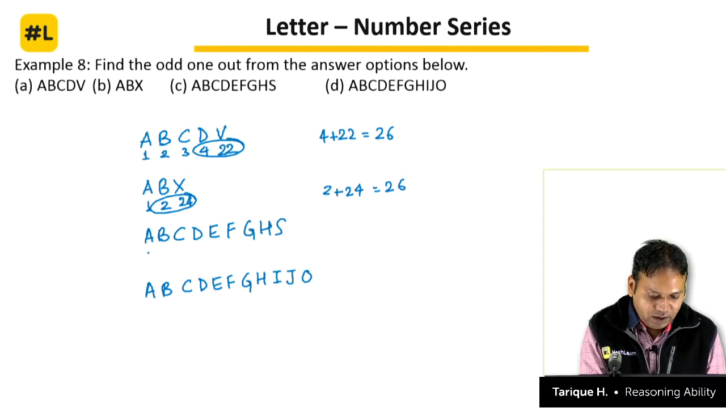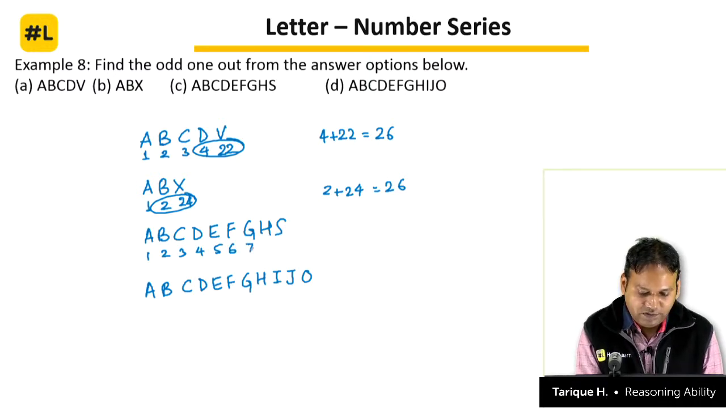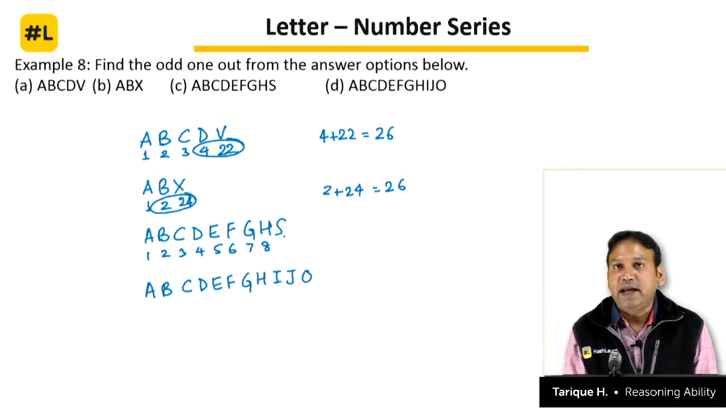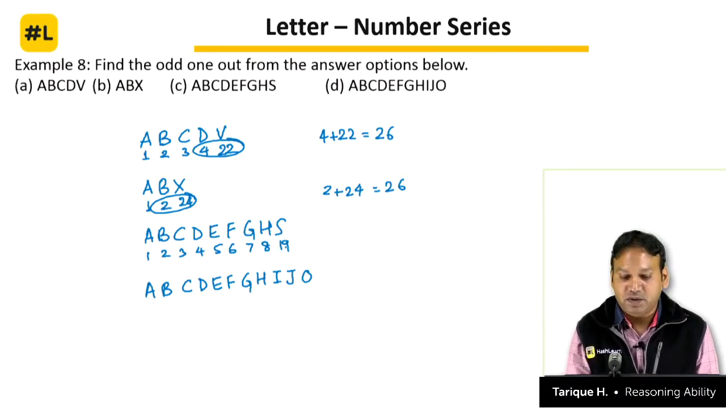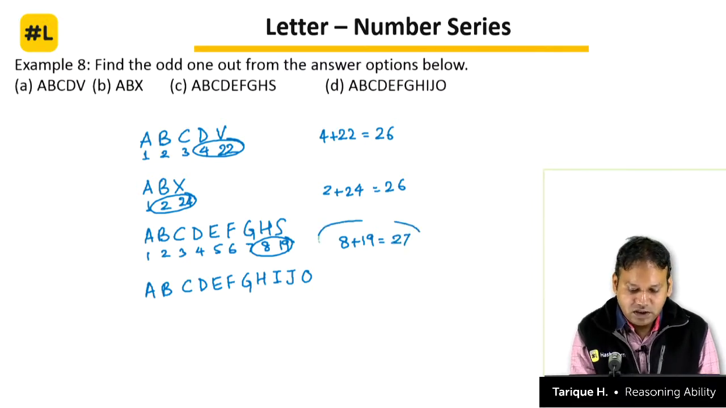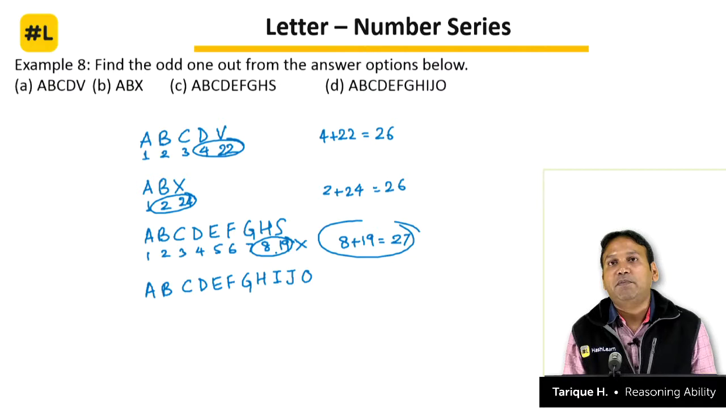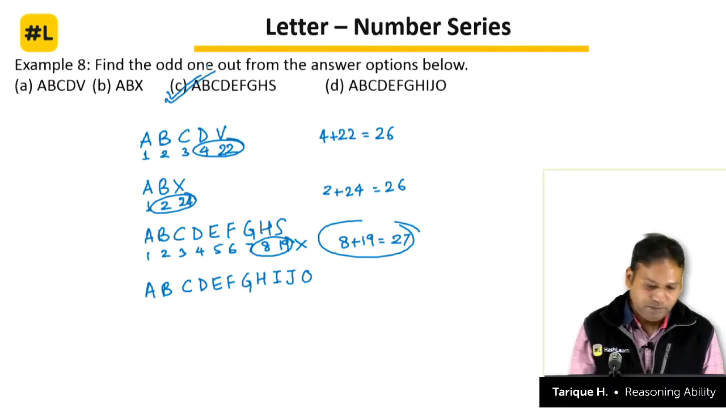Let's try it out. So 1, 2, 3, 4. We don't have to write all of this. We can directly write down the value of H, but just to show you 7, 8. And what is S? S is 19, because you see T is 20. In bijoti T is 20. So S is 19. 8 plus 19. What do we get here? 8 plus 19 is 27. It's not 26. So this is the odd one out. It's not following the logic or the property that the other two were following. So the odd one out becomes C here.